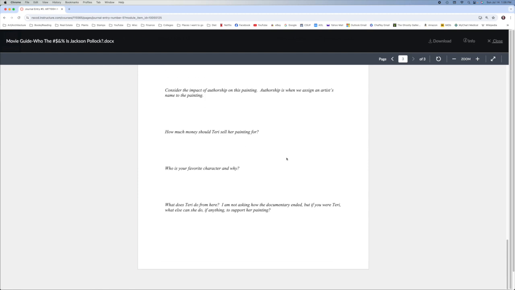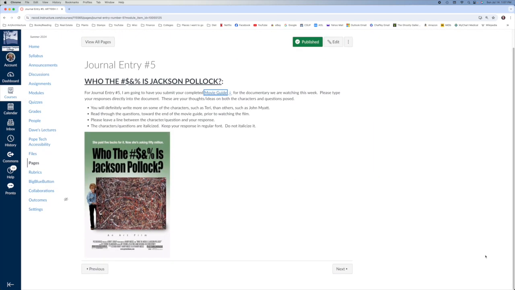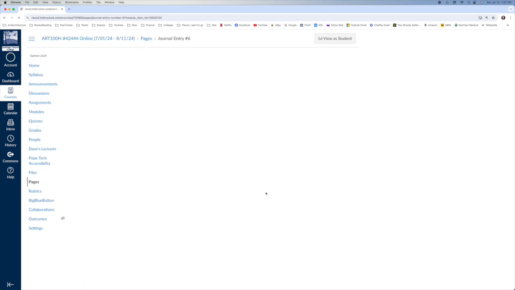What is the impact of authorship? The idea that at a thrift shop, this painting is worth $5, but in an art gallery with the name Jackson Pollock, it's $50 million. How much money should Terry sell her painting for? Who is your favorite character? And what does Terry do from here? So that's Journal 5. We're going to head over to Journal 6.